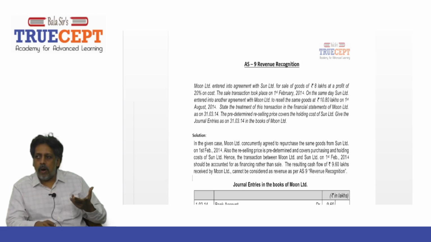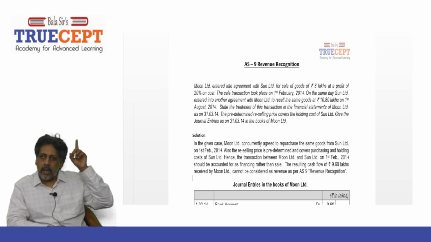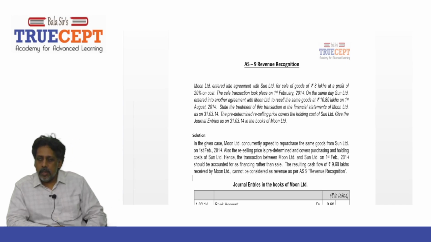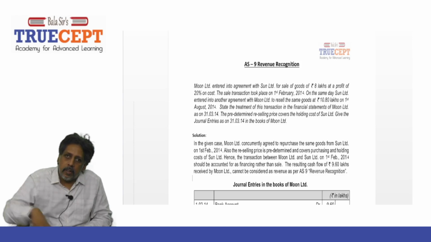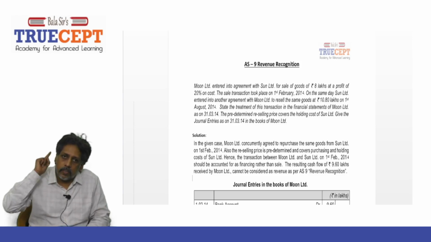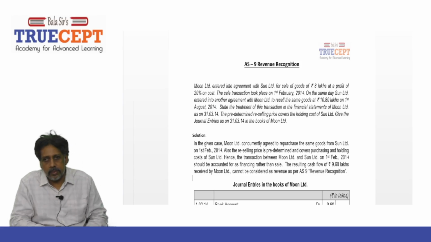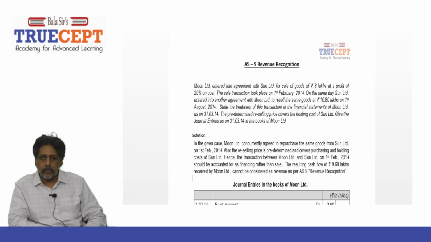Now at this point, as an accountant, you should actually have a doubt. Why would anyone sell the goods for 9,60,000 on 1st Feb 2014 and repurchase the same goods for 10,80,000 rupees, 1,20,000 extra, after 6 months? Is that fine?